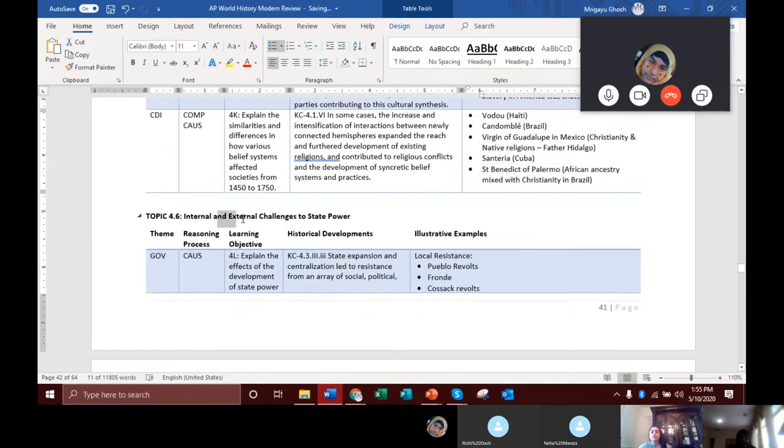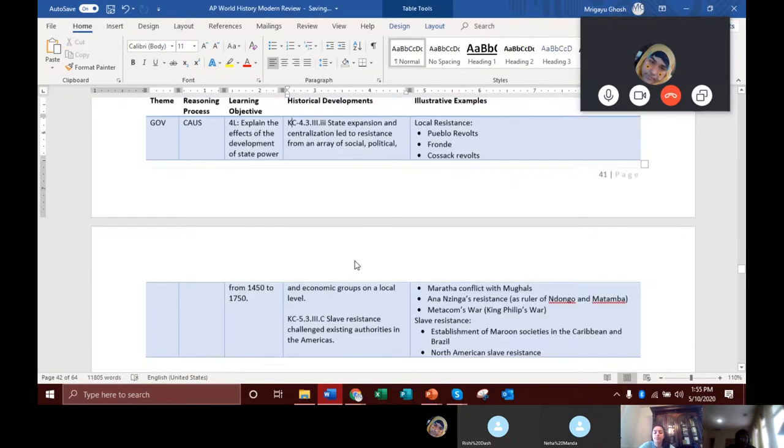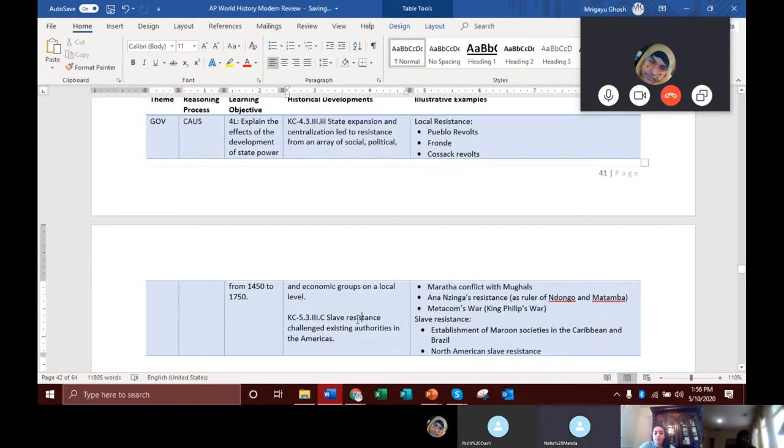Moving on, we have internal and external challenges to state power. We have some revolts, and we have slave resistance. So we have the Pueblo revolts. We have Fronde. I have no idea what that is, so we're going to search that up. Yeah, I don't remember that at all. Fronde. Thanks, Neha. It was in France, apparently.